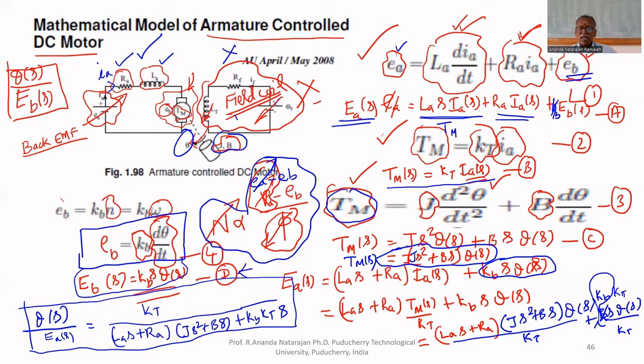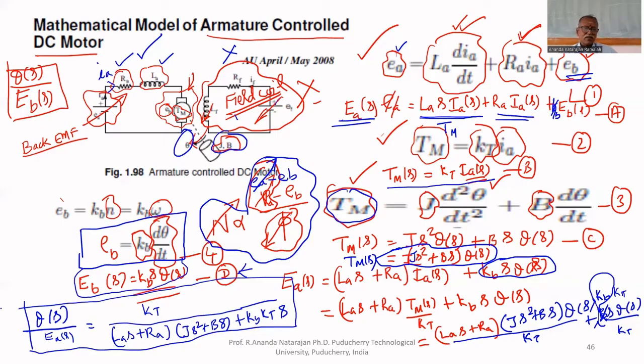Now, IA equal to what? From the TM equation, we can substitute IA equal to TM by KT. TM equal to J S square theta of S plus B S theta of S. Therefore, TM can be replaced by J S square plus B S times theta of S by KT. If you take LCM using KT, the numerator also becomes KB KT S theta of S.